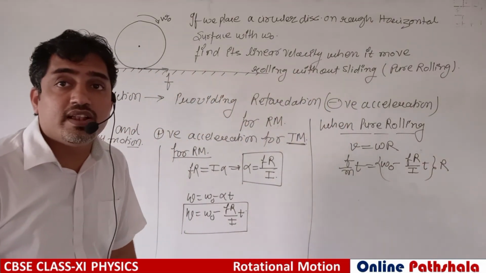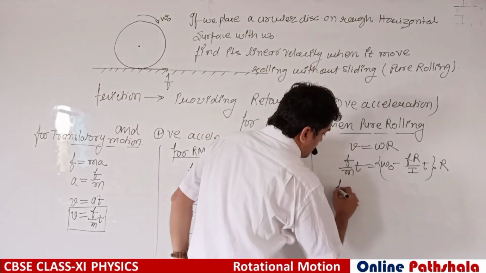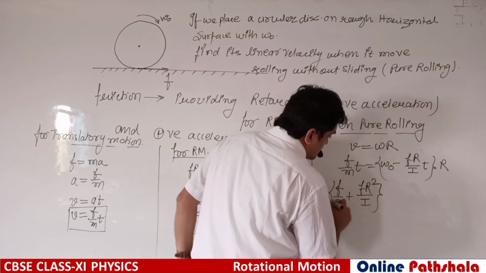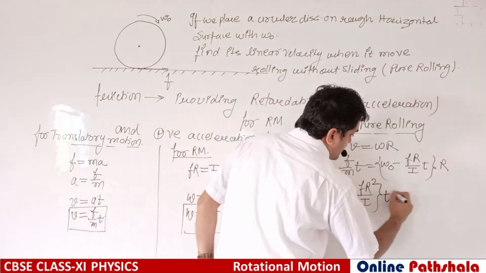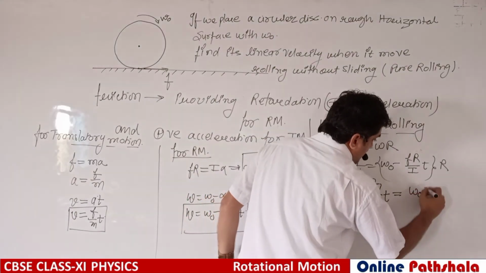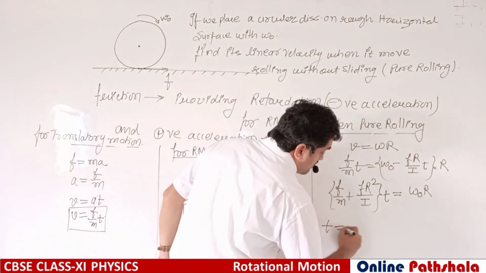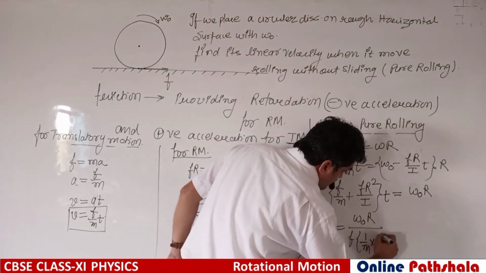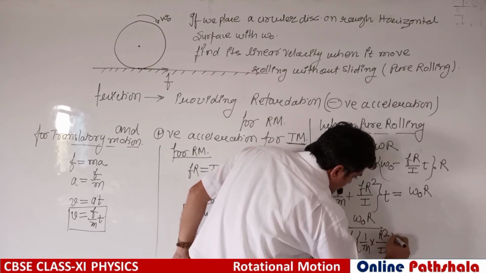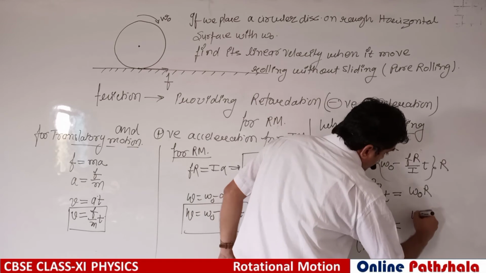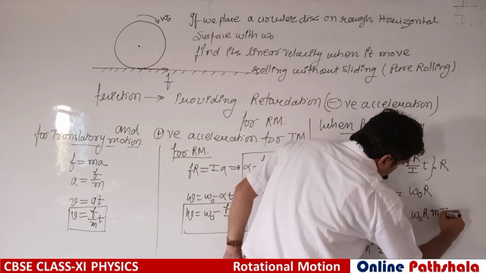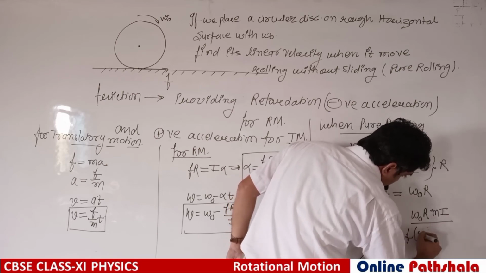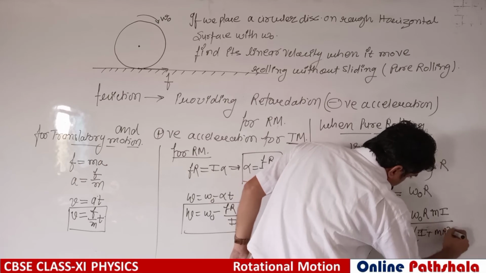So again we can find the value of t from here. So F by m plus F R square by I, this term we can take on the left hand side and t as common is equal to omega naught R. So this t is equal to omega naught R divided by F in the bracket 1 by m plus R square by I. We can simplify it: omega naught R into m into I divided by F into I plus m R square. It is the time t.